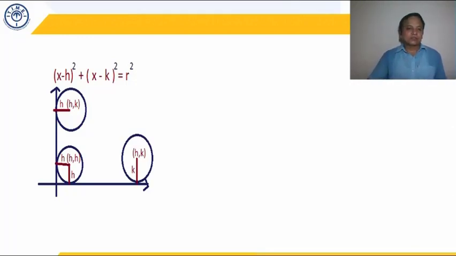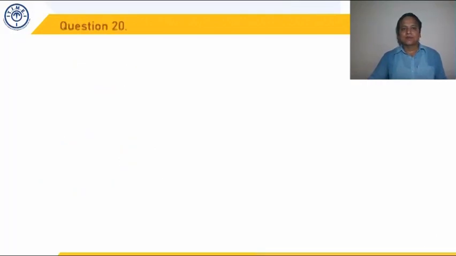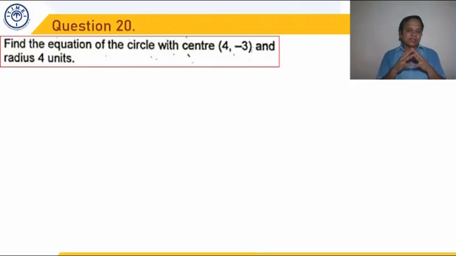Now let's try some questions on circles. Question number 20 of the handout. It says find the equation of the circle with center (4, −3) and radius 4 units. Center coordinates are given, radius is given. We will use the standard form.